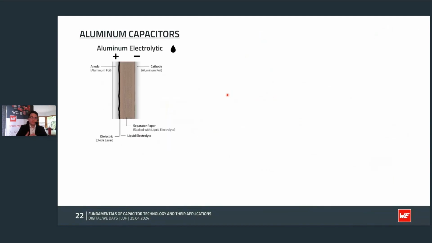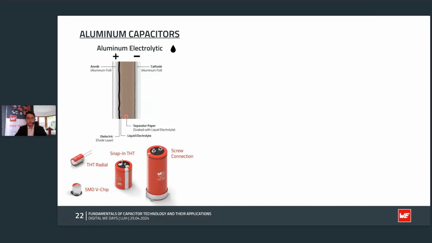So let's talk in more detail about the different technologies behind them. If we talk about aluminum electrolytic, from the left-hand side you can see the anode, and from the right-hand side the cathode. In between you have the liquid electrolyte, so it's liquid, and you also have the oxide layer here. We can offer these parts in small packages, medium-sized packages, and also big screw capacitors for these normal aluminum electrolytic capacitors.